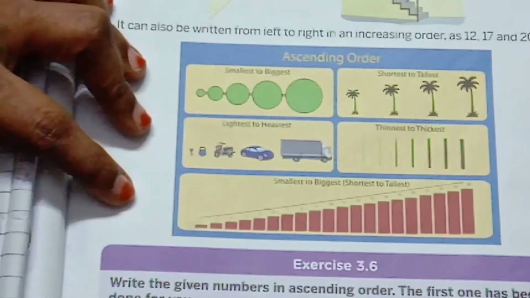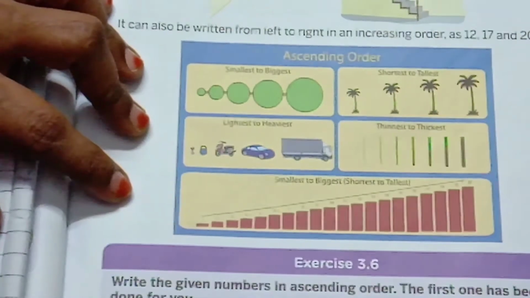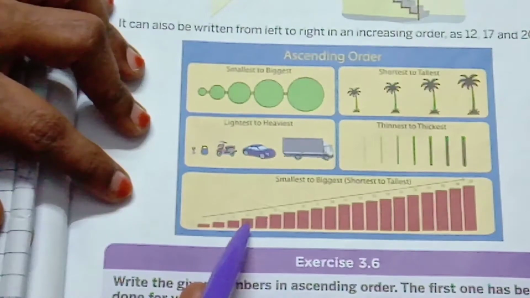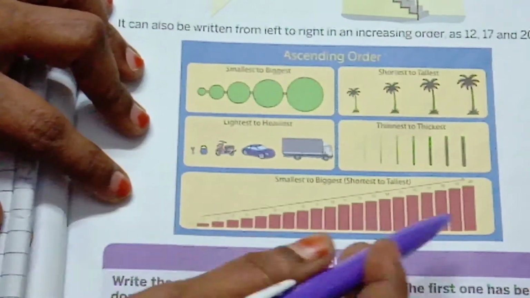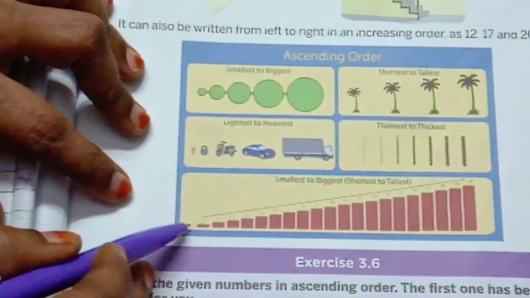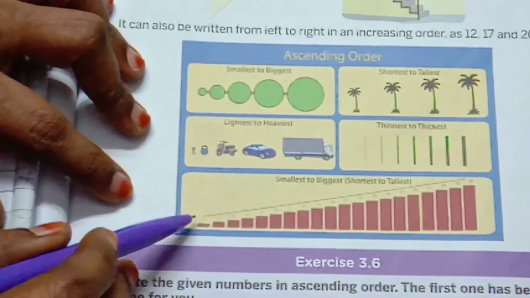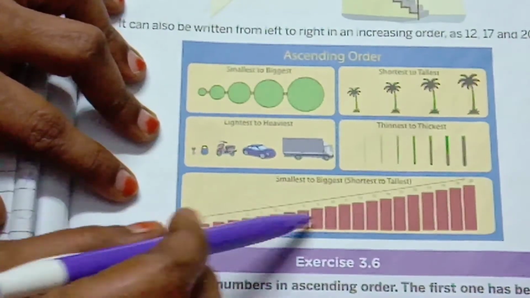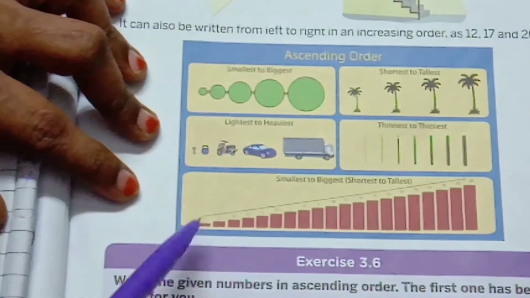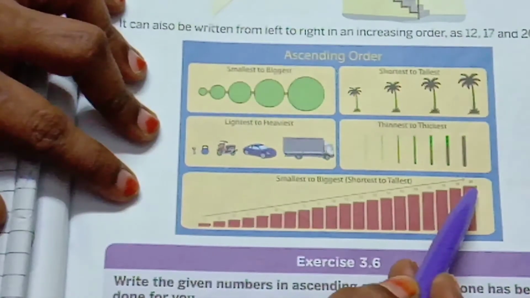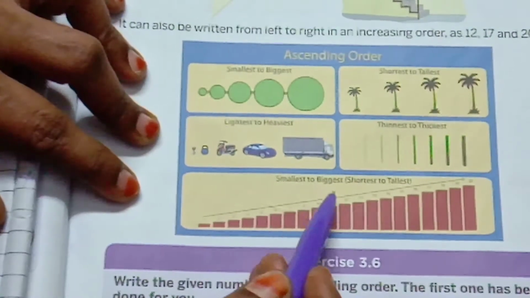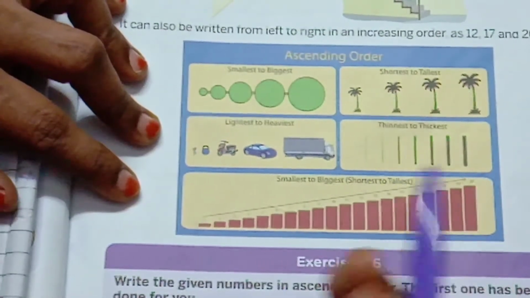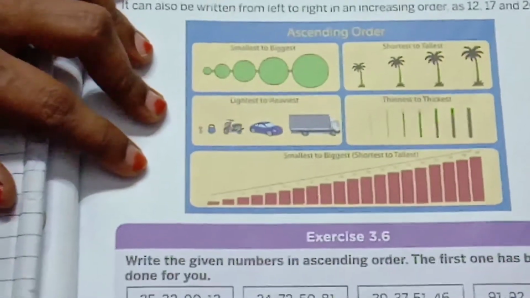Next, see here, children. Here all steps are there. In that, first one step, 2 steps, 3 steps, 4 steps, 5 steps. We can go up first. Where do you start from? From one only, no? So we are going ascending. Ascending means we arrange smallest number to biggest number. Here only from 1 to 20 numbers are there. So smallest to biggest. Which is the smallest number? 1. Which is the biggest number? 20. Okay, children, do you understand?